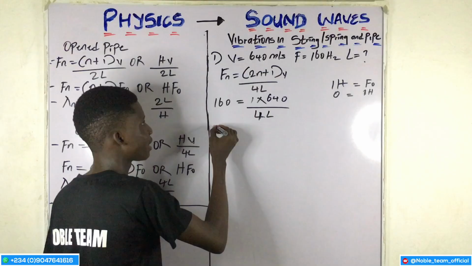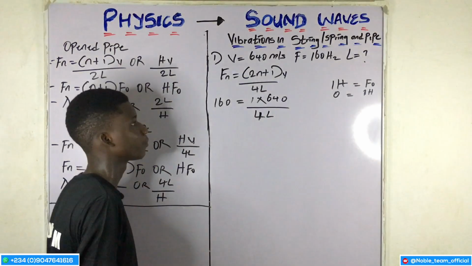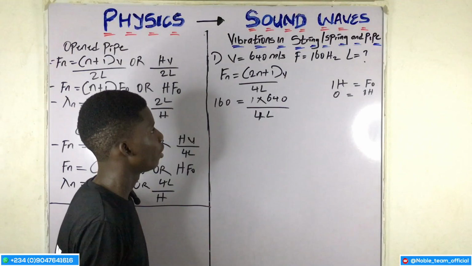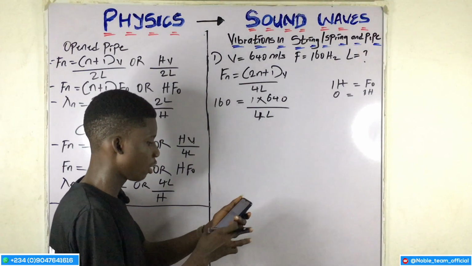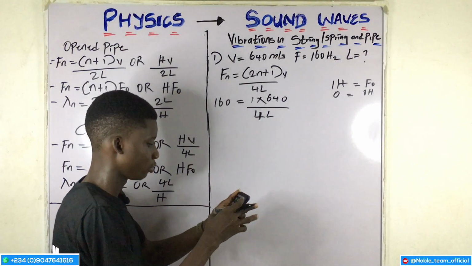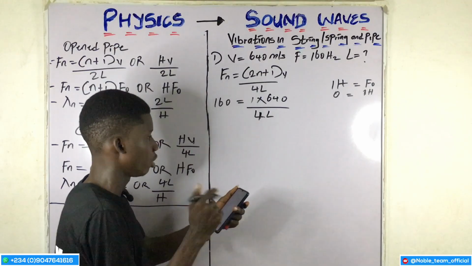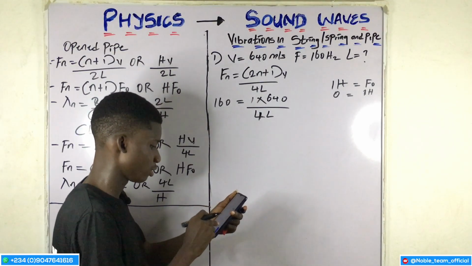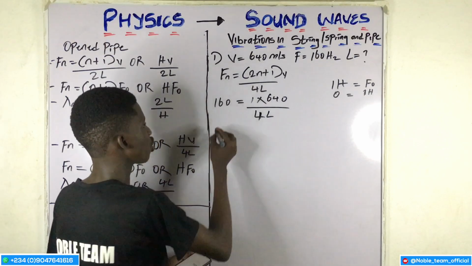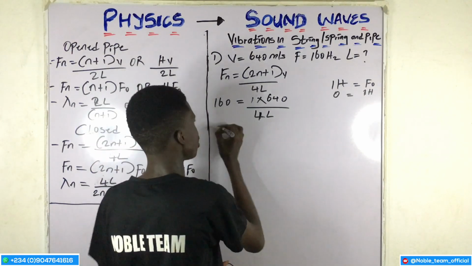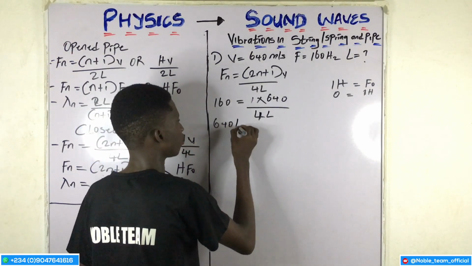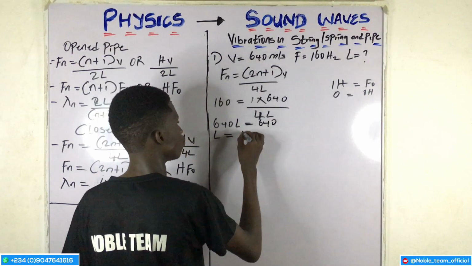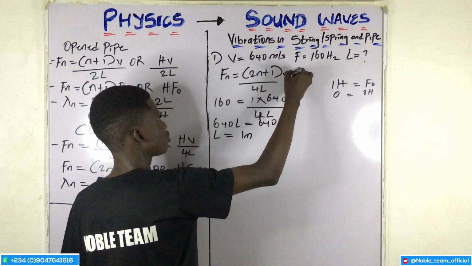Okay, good. And it's like saying that 160 times 4l. Calculate fast. 160 times 4l is going to give me 640l, which is equal to 640. And from here, my L is 1 meter. We have used formula 1.